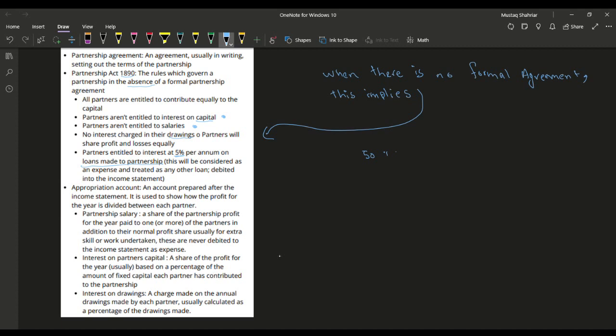So, if the partner has provided a loan to the business, they will be entitled to a 5% interest from the business, and this is when there is no formal agreement between the partners and the business, right? So, that's all. That's mostly what you need to know for this chapter. It's a basic chapter.